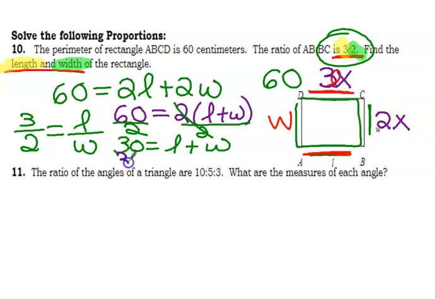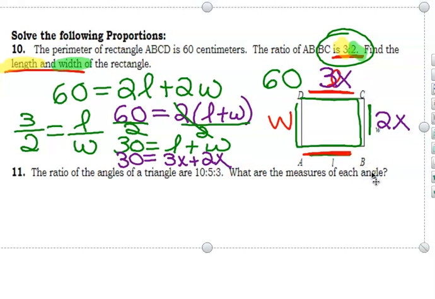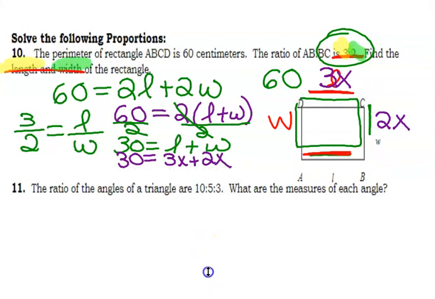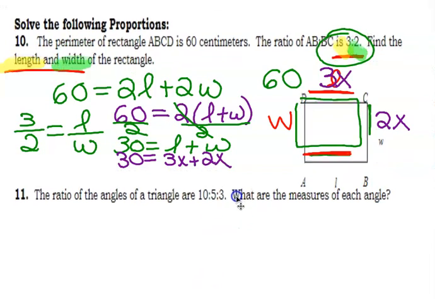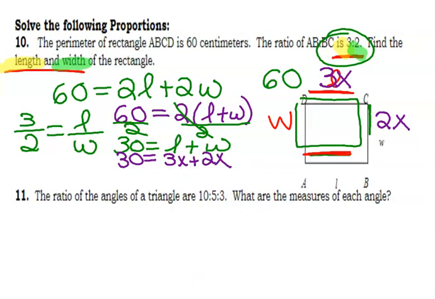So I'm going to have 30 equals 3x plus 2x. Once I find the value of x, then I can plug it back in and find the value of each of these. So I'm going to expand this so that I have a little bit more room to write. Okay, so what is 3x plus 2x? Well, that is 5x, ladies and gents. Then I divide 5 to both sides, and I get x equals 6.